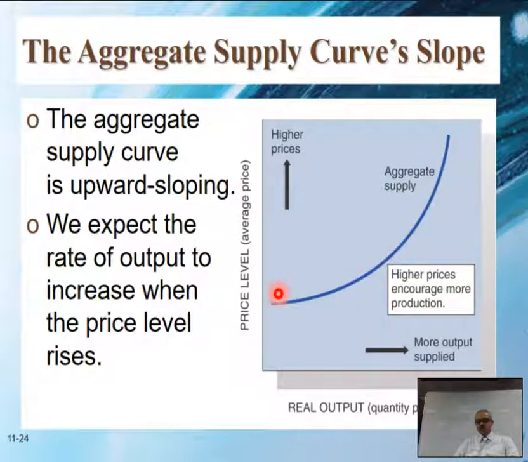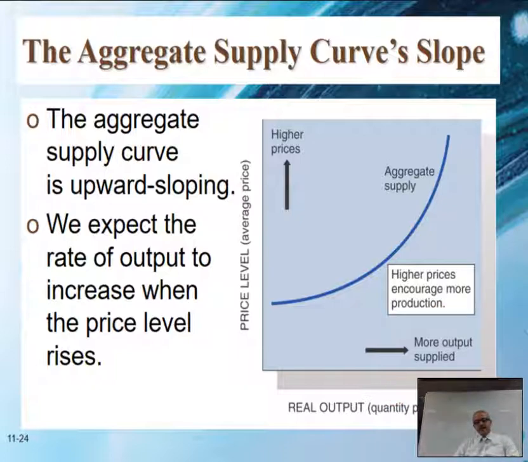The aggregate supply curve looks like this. Do you see how it looks very close to the supply curve? The aggregate supply curve is upward sloping. So this is upward sloping. We expect the rate of output to increase when the price levels rise. So if prices increase, people will be willing to supply more. Higher prices will encourage more production.